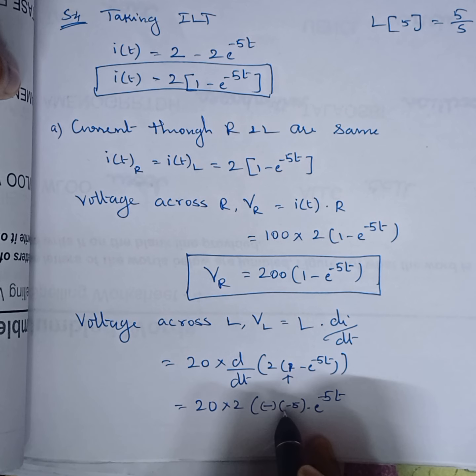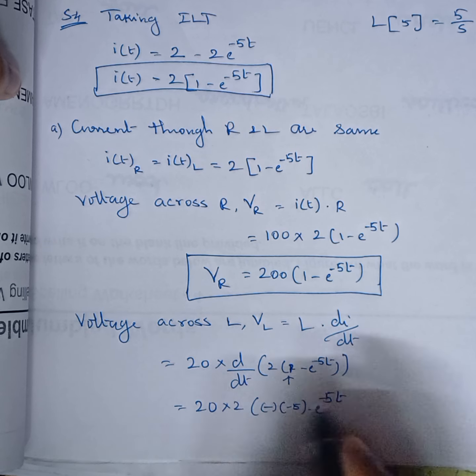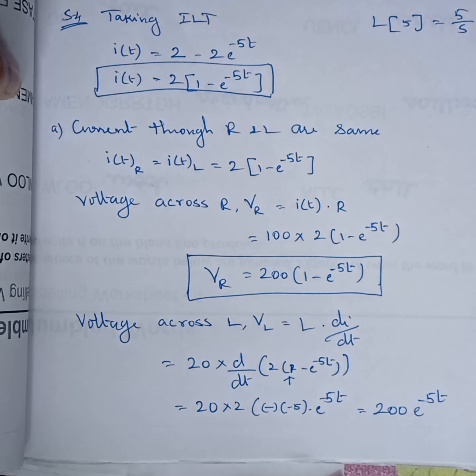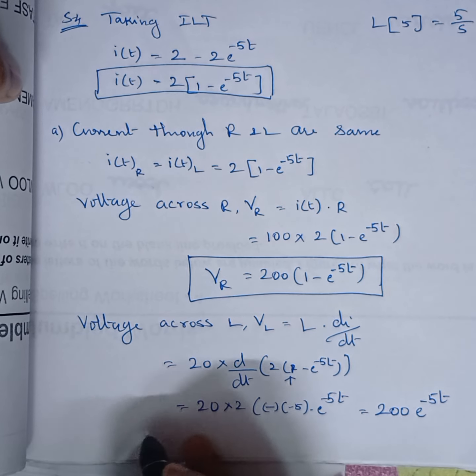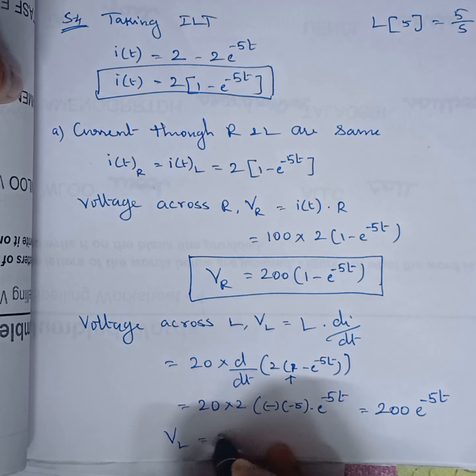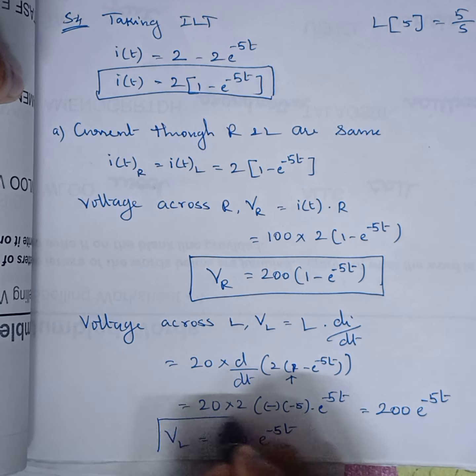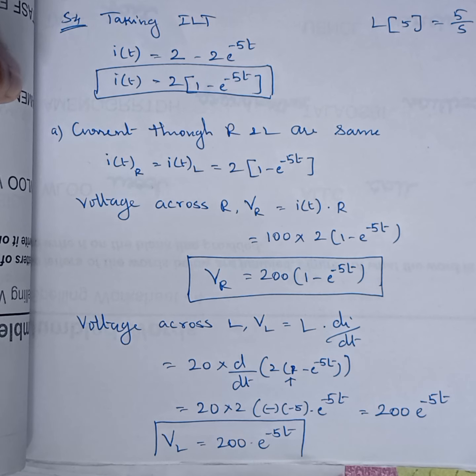Then minus into minus becomes plus. 2 5s are 10, 10 into 20, 200. So the answer is 200 e power of minus 5t is the voltage across the inductor. Okay, VL is equal to 200 e power of minus 5t.